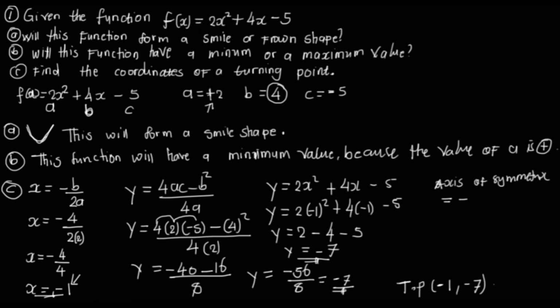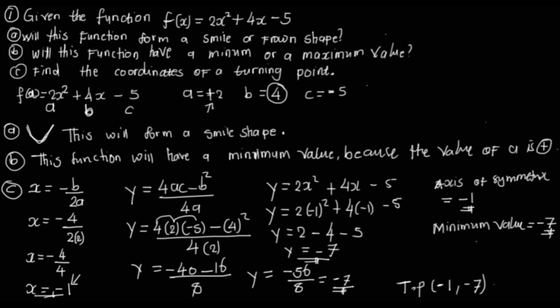So the axis of symmetry is just negative 1. For the axis of symmetry, you just get the value of the x of the turning point. Now for the value, since here we are dealing with the minimum value, the minimum value of this particular function is just the y coordinate. So the minimum value here is negative 7. So in summary, we can say the x denotes the axis of symmetry, while the y denotes the value, whether minimum or maximum.